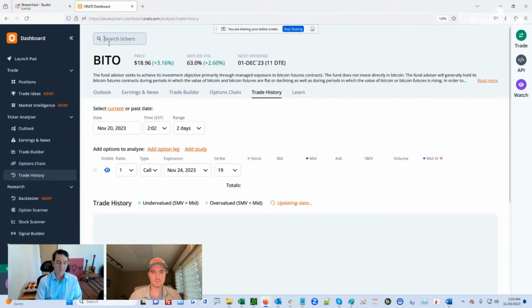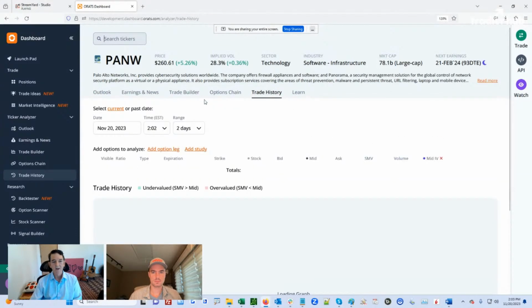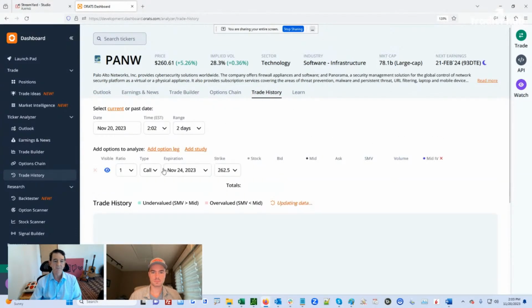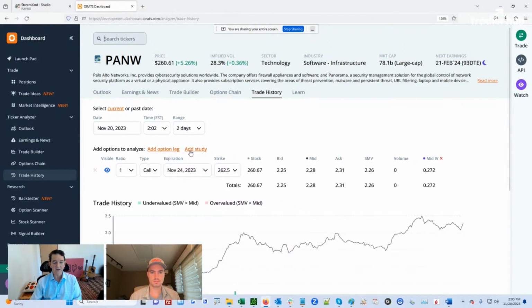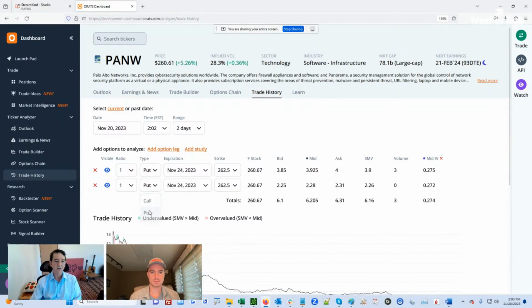So we're going to go to PANW. So that's Palo Alto Networks. We're in trade history. We did a put calendar spread. So we're going to add an option leg. It was puts, so we're going to do puts.